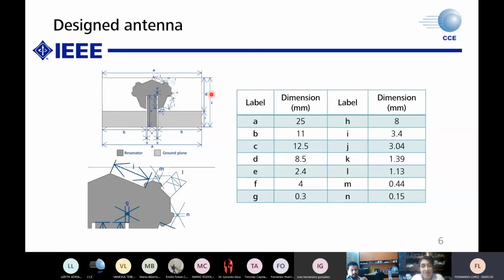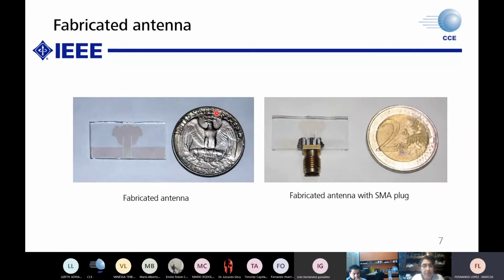The selected materials for this antenna were, as a substrate, a 1 millimeter glass, and as a conductive film, a 150 nanometer indium tin oxide film. This material was obtained through the manufacturer Adafruit Technologies. The fabricated antenna is shown in this slide. An SMA plug was soldered with indium spheres, and the union was reinforced with conductive paint, as we show in this picture.